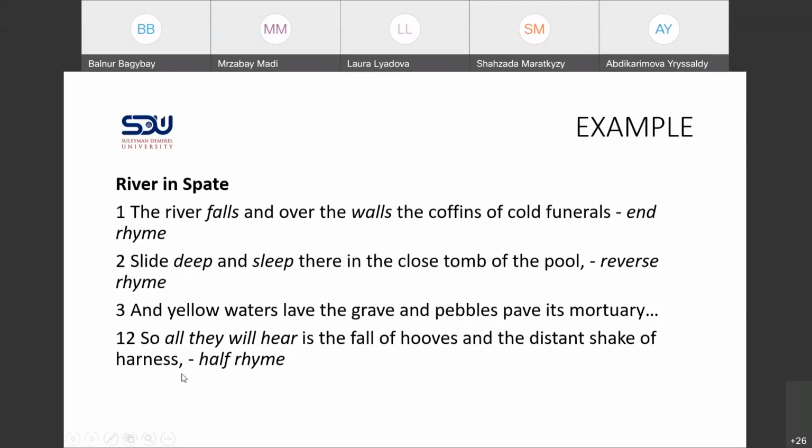Okay, and number 12. If Marzia could read it for us, line 12. Yes, so all they will hear is the fall of hoofs and the distant shake of harness, half rhyme. So it is the half rhyme. What kind of tendencies do you guys see here in that very line? All will.